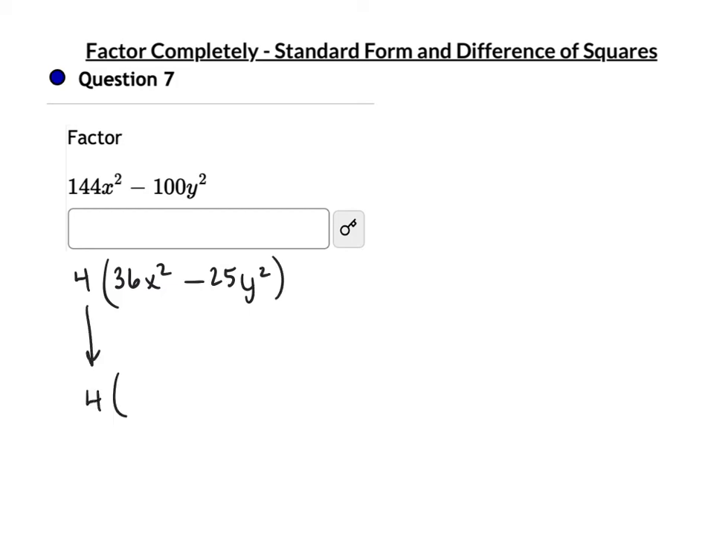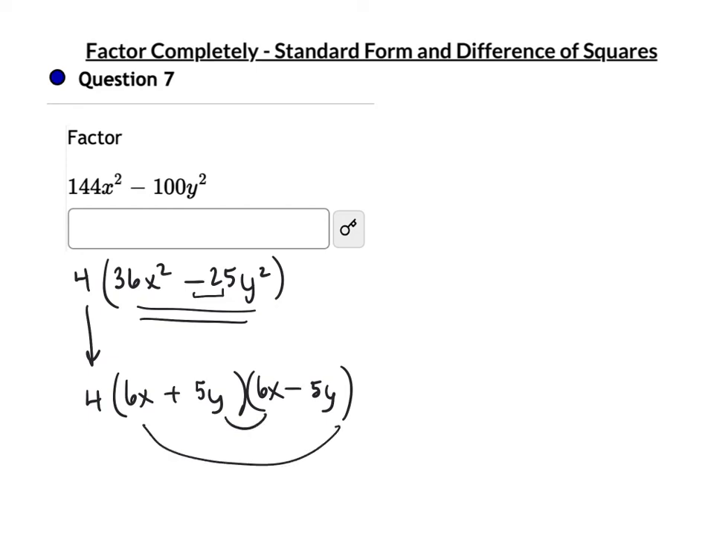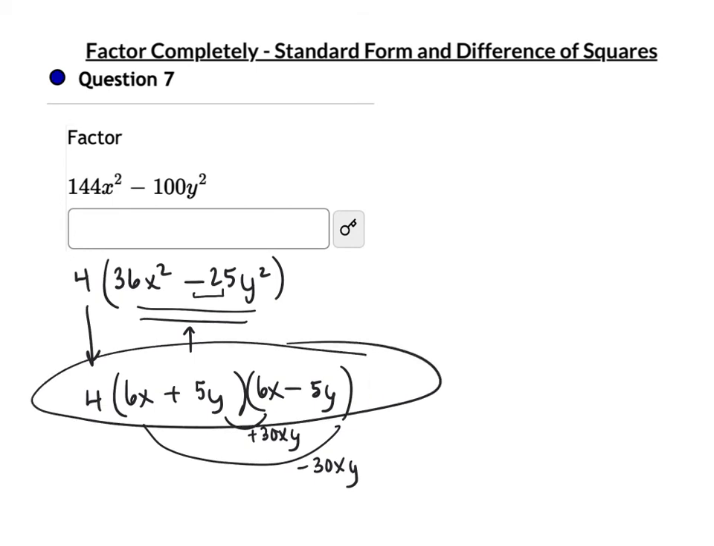Bring it down. And as the previous examples, this is a difference of squares. It's two terms, it's subtraction, and we got squares everywhere. Looks like 6x times 6x makes 36x squared. 5y times 5y makes 25y squared, and it's negative 25, which means it's got to be a positive 5 times a negative 5. And if you FOIL this, the inside becomes positive 30xy, and the outside becomes negative 30xy. And those two together make 0, which is why you don't see a middle term there. This is your answer.